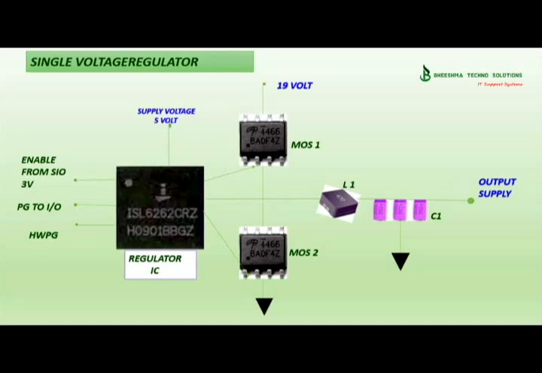The top MOSFET is called the high-end MOSFET, where 19 volt is connected to the drain of the MOSFET. The source is connected to the drain of the low-end MOSFET, and the source of the low-end MOSFET is connected to the ground. This MOSFET is called high-end and this MOSFET is called low-end. And the high-end MOSFET always connects the 19 volt in the drain.